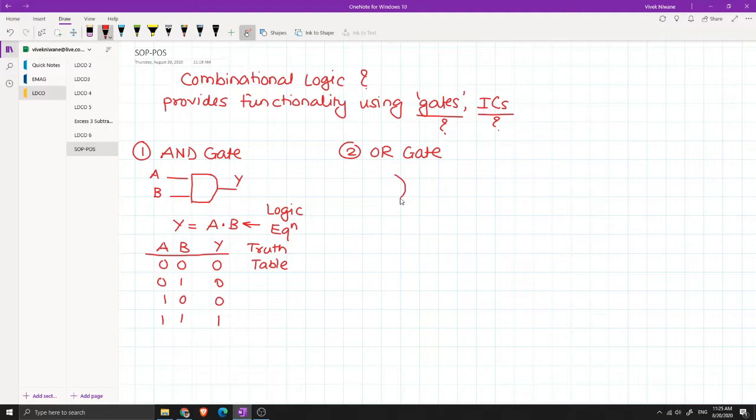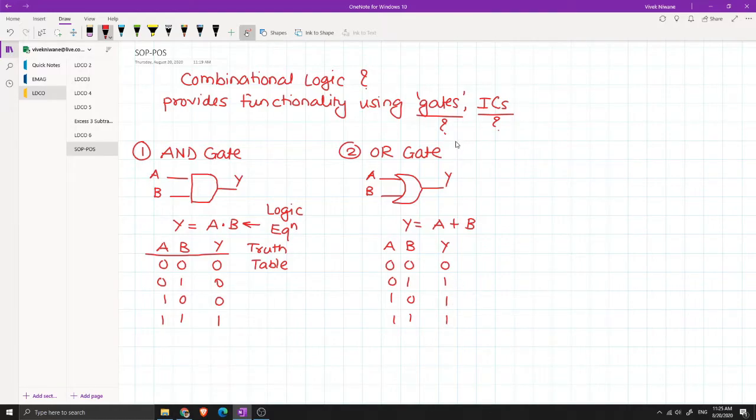The second gate is the OR gate. Its symbol looks like this. Once again, let us assume we have 2 inputs A and B and one output Y. Here Y is expressed as A plus B, and its truth table will look like this. 2 bits, therefore 4 combinations: 0 0, 0 1, 1 0 and 1 1. Addition: 0 plus 0 is 0, 0 plus 1 is 1, 1 plus 0 is 1, and 1 plus 1 is also 1.